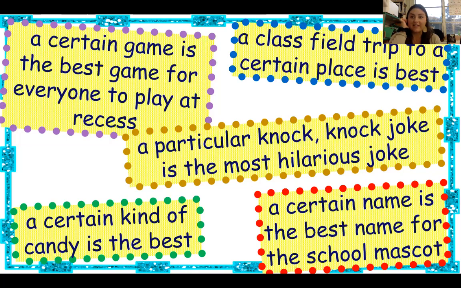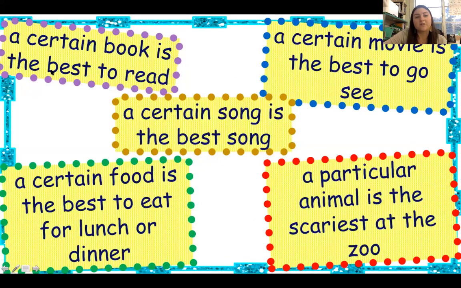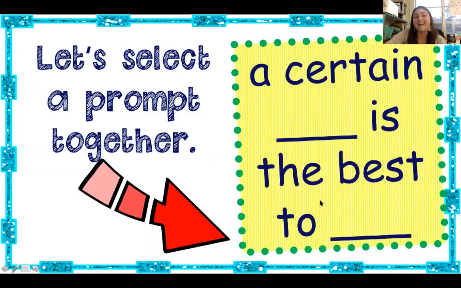Let's do the candy one together. I don't know about you, but I love candy and I definitely have a favorite. So for my persuasive writing, here's some more options. A certain book is the best. A certain movie is the best to go see. A certain song is the best song. A certain food is the best to eat for lunch or dinner. A particular animal is the scariest at the zoo.